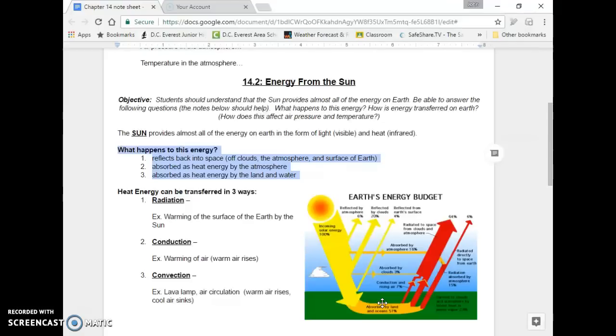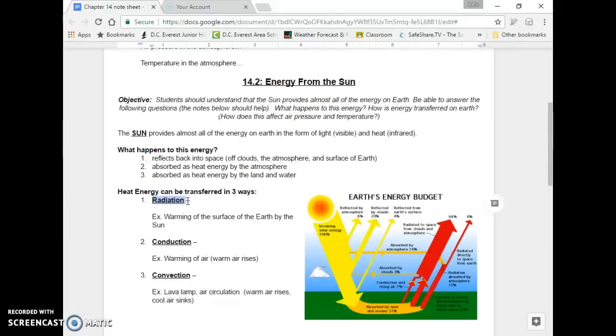There's a misconception that the sun heats the air. The sun does not actually heat the air. Solar radiation, as we're talking about right here, solar radiation only heats the surface of the earth. Okay? Now, radiation is energy that is transferred in the form of waves or rays.